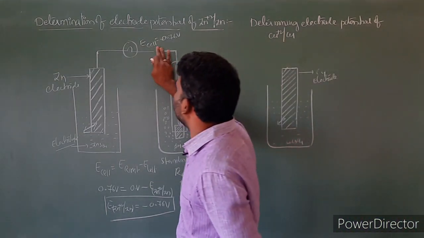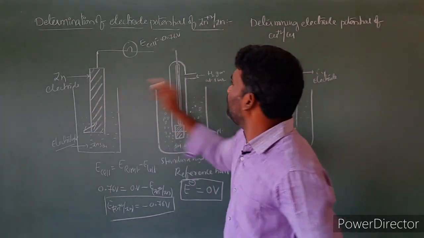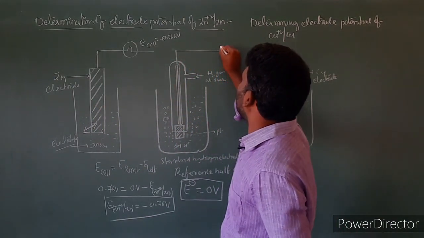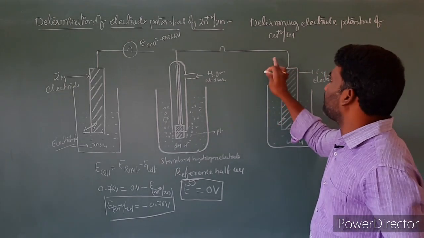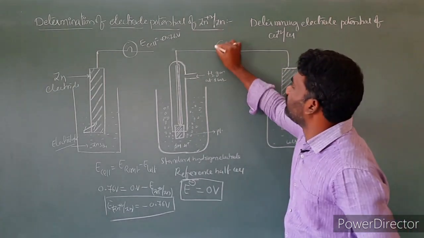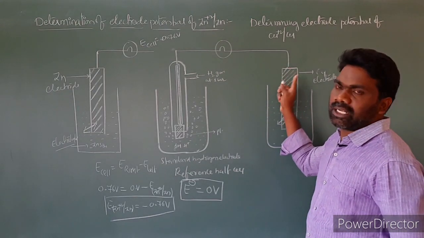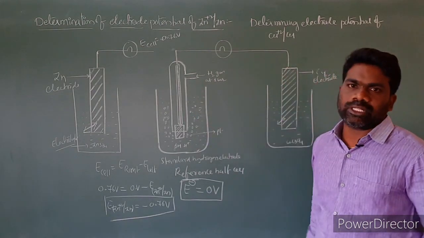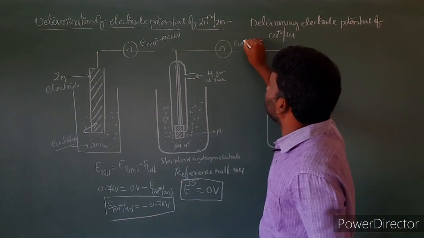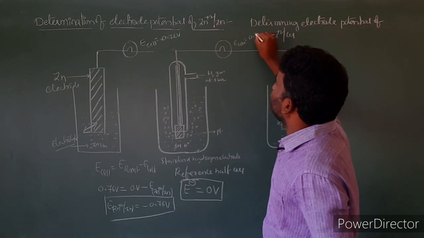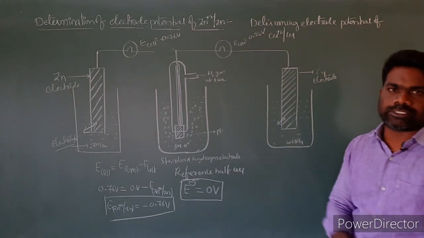So here I am disconnecting the hydrogen electrode from the zinc rod and connecting it to the copper rod by a wire through a galvanometer. When the copper electrode and the hydrogen electrode are both connected, the cell potential is found to be E cell equal to 0.34 volts. This is the cell potential.